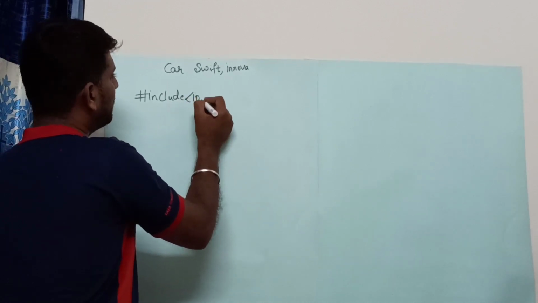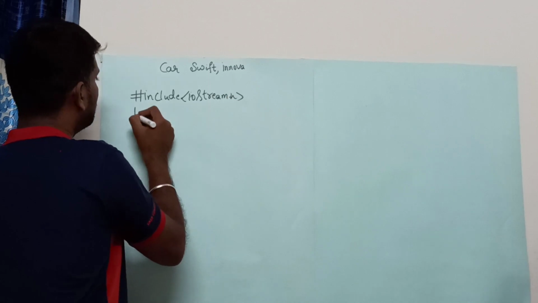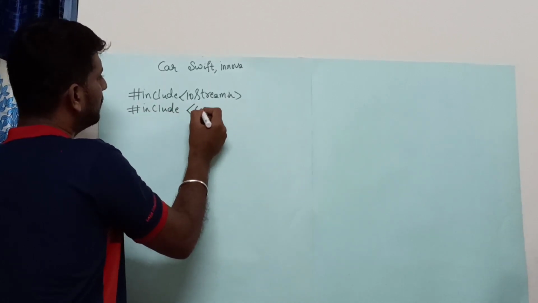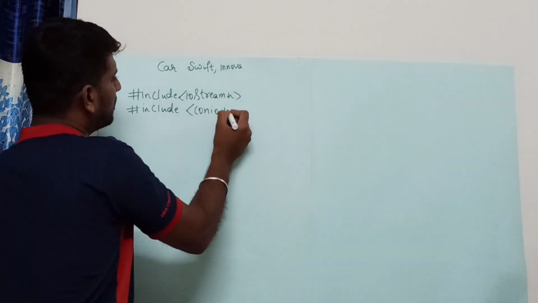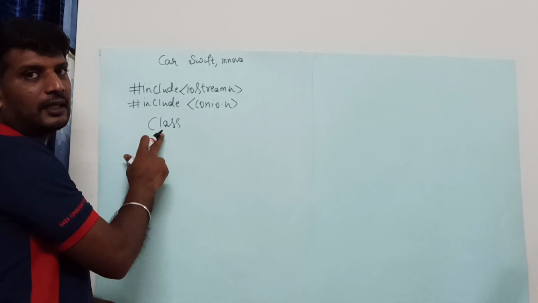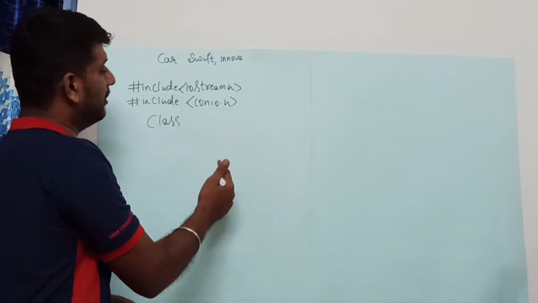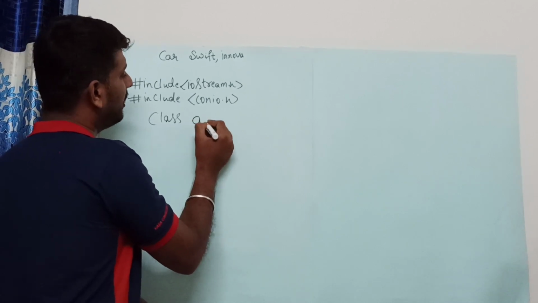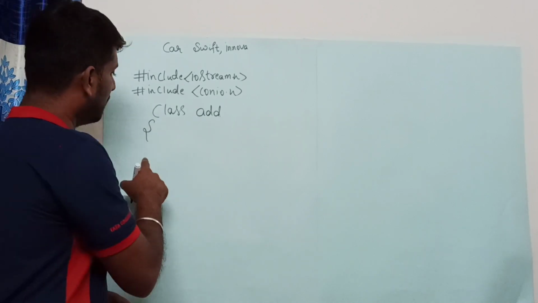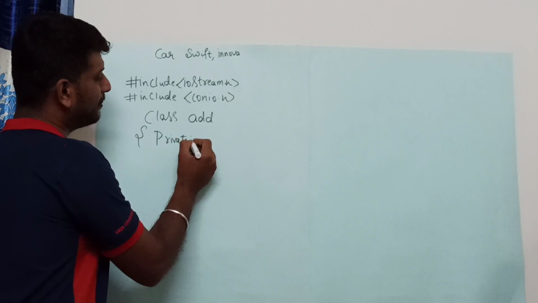So the first thing is #include <iostream.h>, and then #include <conio.h>. I will create a class. Whenever you are creating a class, the keyword needs to be class followed by the class name. So I will create a class with the name add. After that you have to open the bracket and make use of two access specifiers.